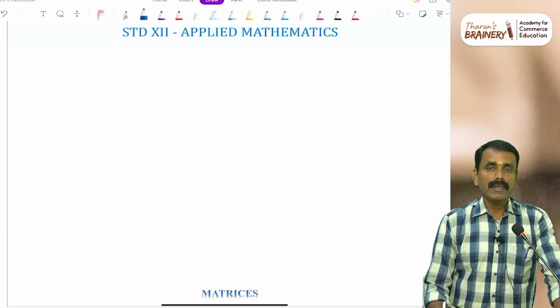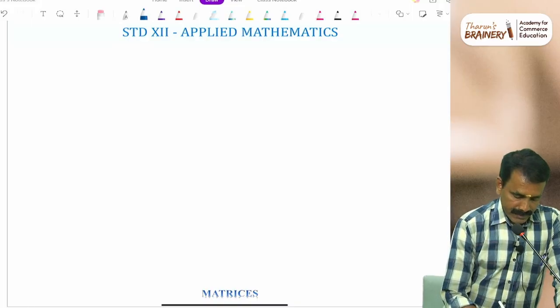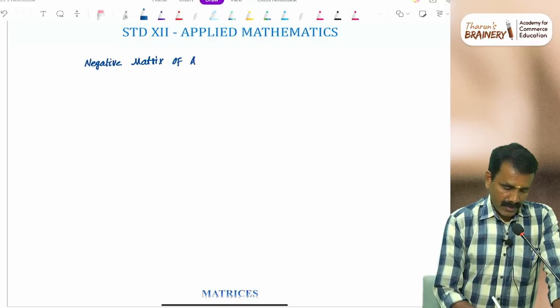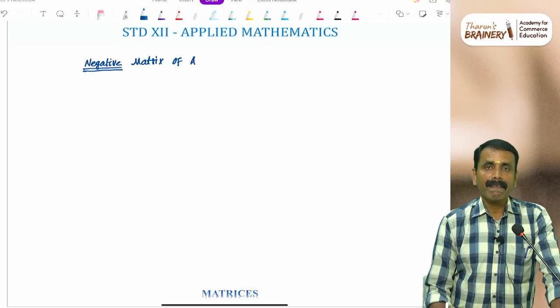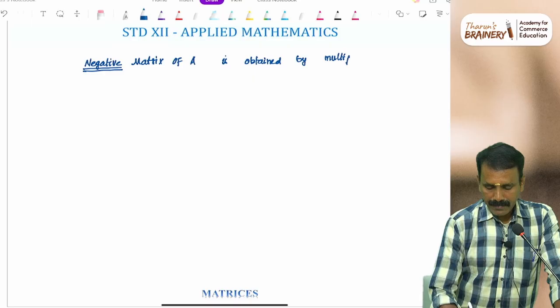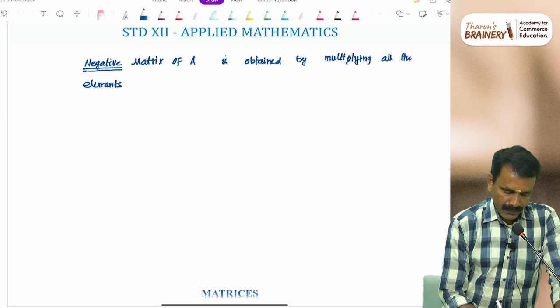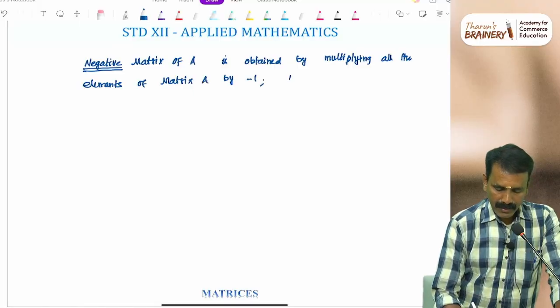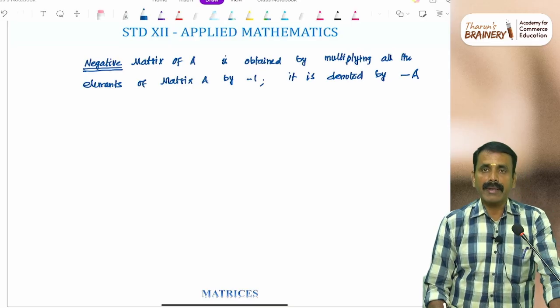Now we are going to see the negative matrix of A. The negative matrix of A is obtained by multiplying all the elements of matrix A by -1, and it is denoted by -A.